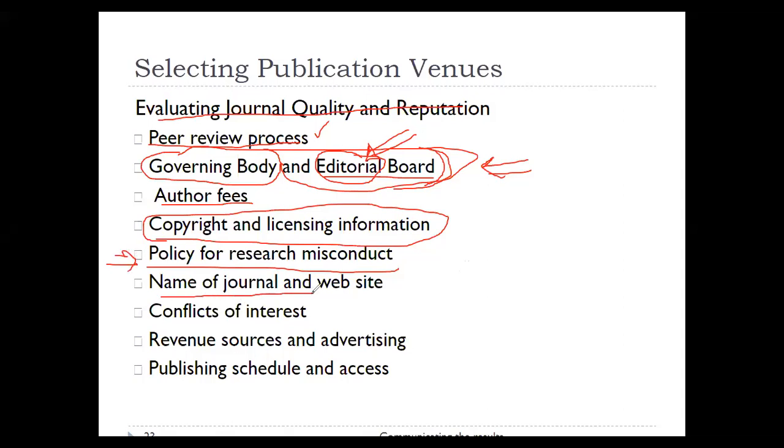Then the name of the journal and website, whether the name of the journal is very similar to a very reputed journal in the given field or it is different, that we need to see, right? Most of the time the dummy journals have a very similar title to the reputed journals, so that a few people may be confused and publish their research in that journal. So this thing happens.